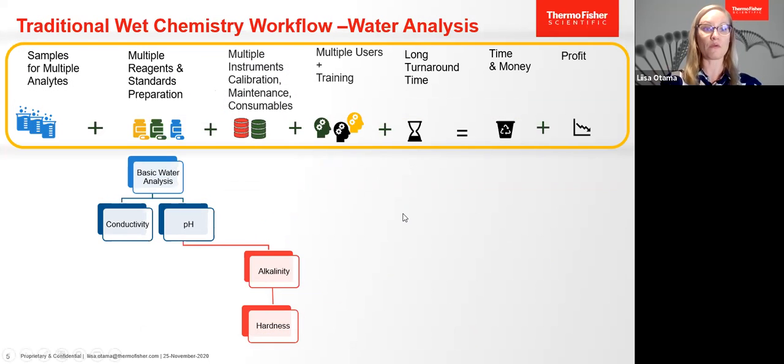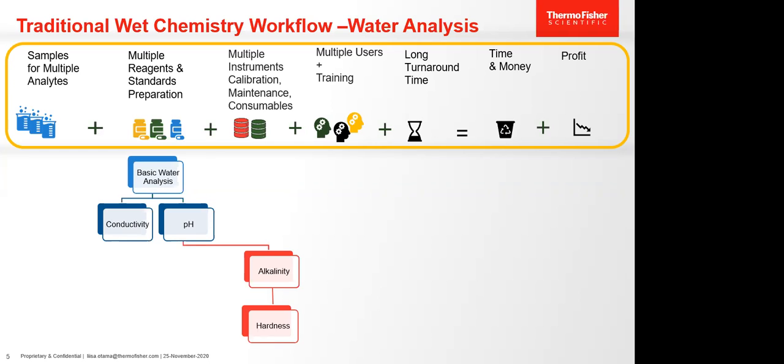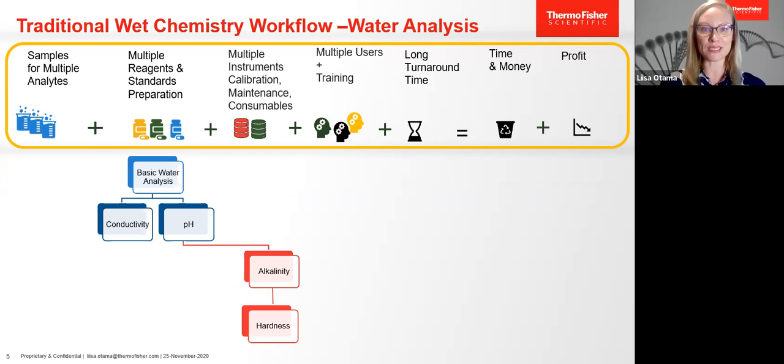So you have your samples for multiple analytes. You have multiple reagents and standards to be prepared, and most likely you are doing these yourselves, or maybe you buy them elsewhere. Multiple instruments, and of course, the more instruments you have, the more maintenance is required. Each of the instruments needs to be periodically maintained. You need to calibrate the instruments. Different instruments have their consumables. In the worst case, each of the instruments has its own consumables.